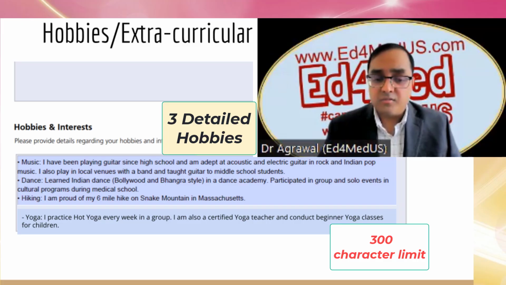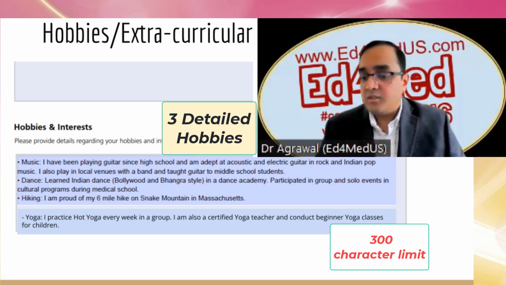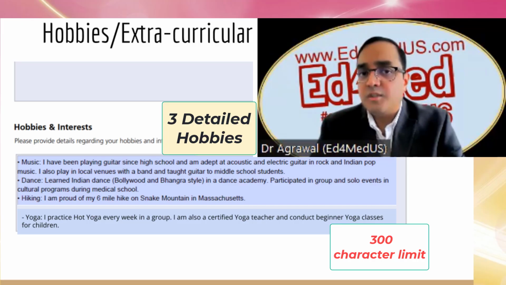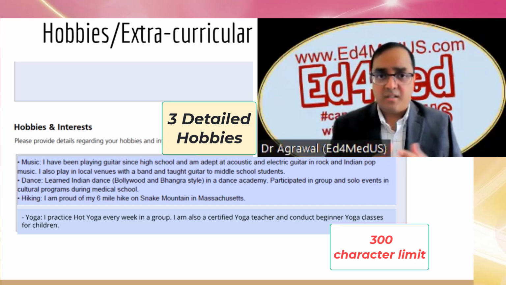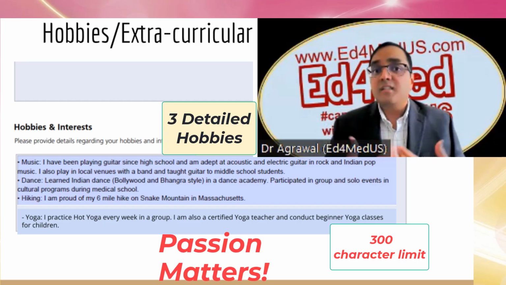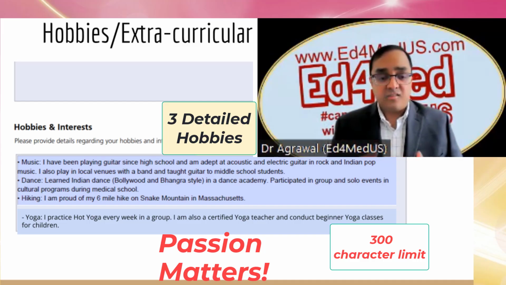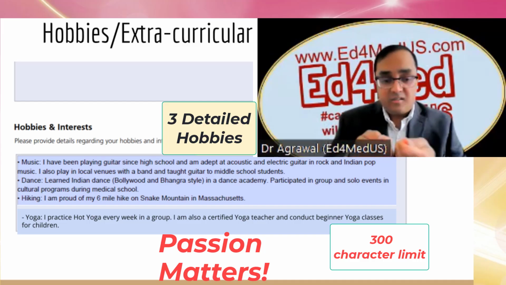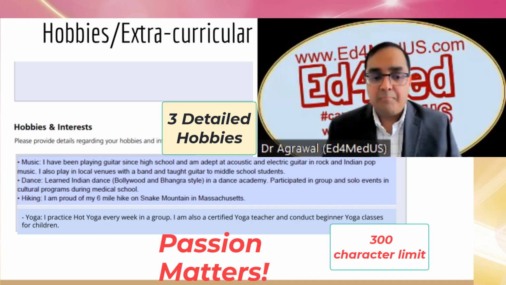Hiking: I'm proud of my 6-mile hike on Snake Mountain in Massachusetts. Yoga: I practice hot yoga every week in a group. I'm a yoga teacher and conduct beginner classes for children. Three hobbies, I believe, is very good, is enough to include in your ERAS CV. No more than that. Only describe hobbies that you're very passionate about, that you can really describe in detail if someone asks you, and do provide the details like what we saw in these examples.